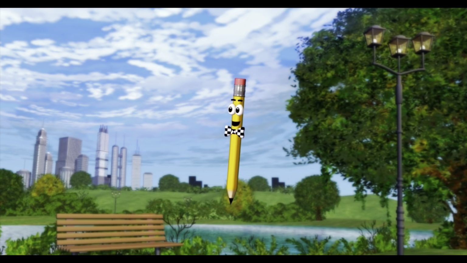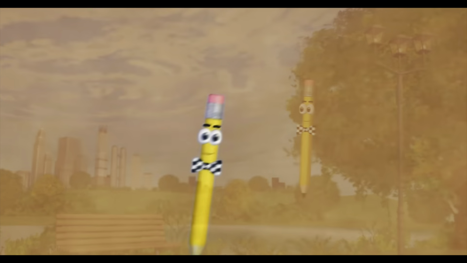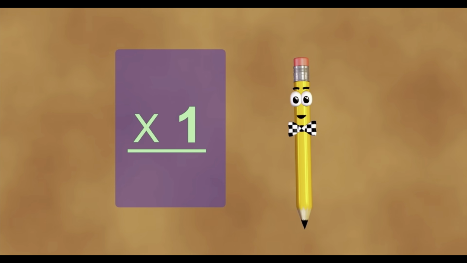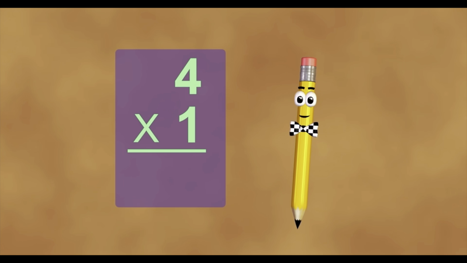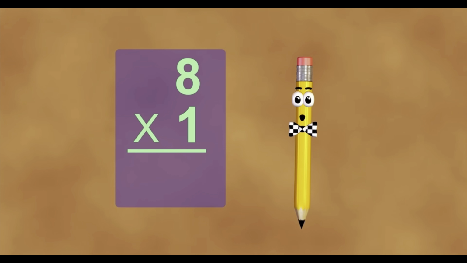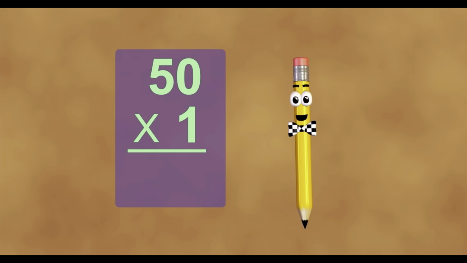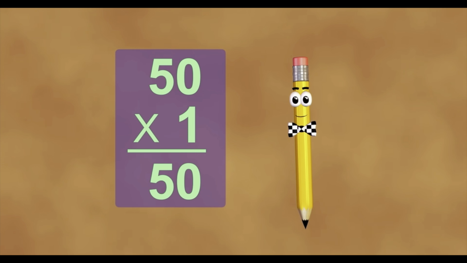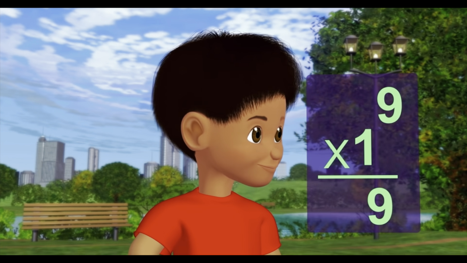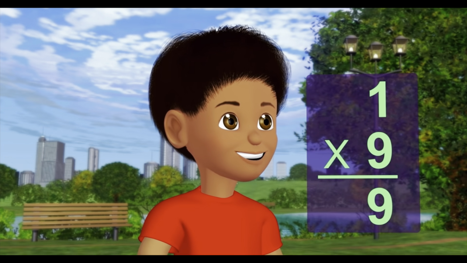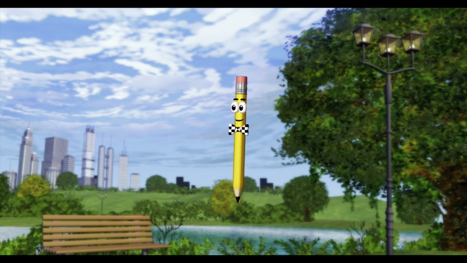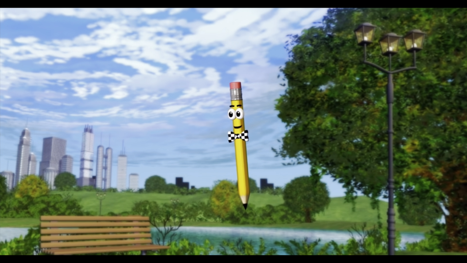Let me show you some other neat tricks with multiplication. When you multiply a number by 1, the answer is always that same number. 4 times 1 equals 4. 6 times 1 equals 6. 8 times 1 equals 8. 50 times 1 equals, you guessed it, 50. That's easy to understand. And since you can switch the places of the factors, I'll bet you can multiply 1 times any number and your answer will always be that number. That's right, you're bright.